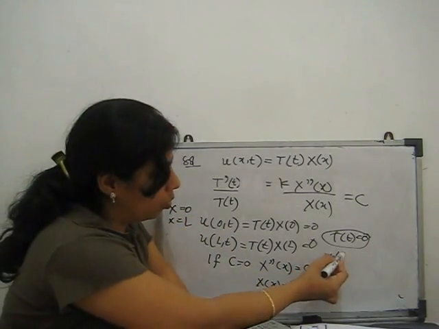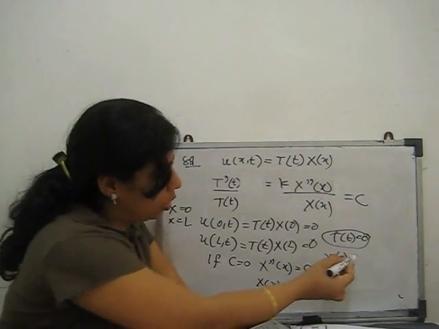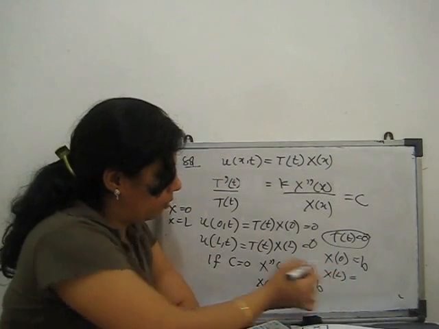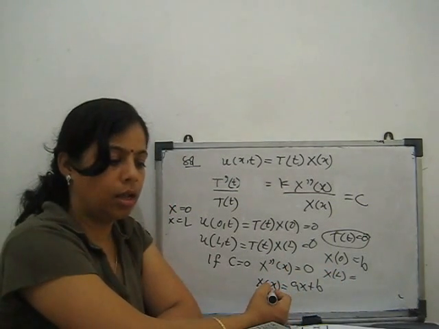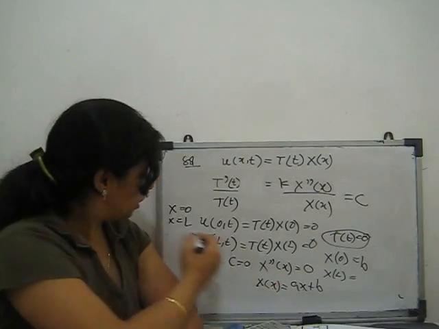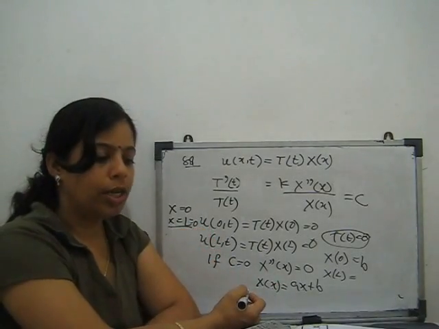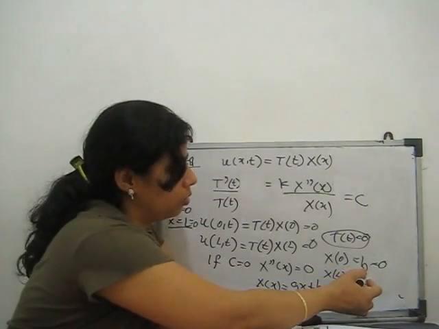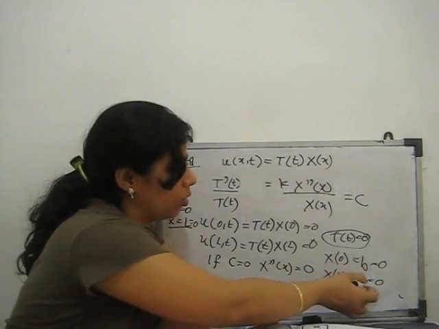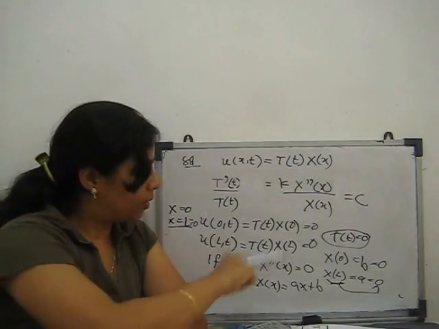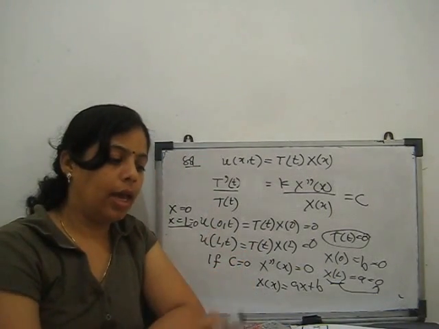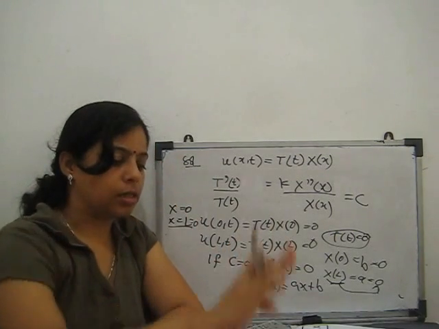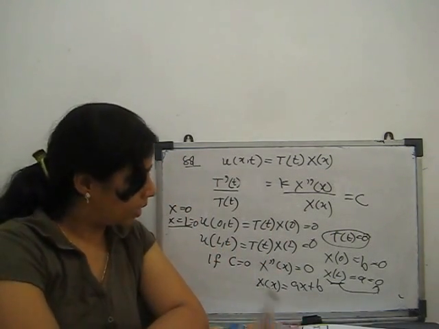Substitute x equal to 0: this goes 0 and it gives the value b. When x equal to L, the value of the function is equal to 0. So it gives a equal to 0, and b equal to 0, because X(L) is equal to 0. So with this we find a and b are both 0, so X(x) is the trivial solution of the given equation.